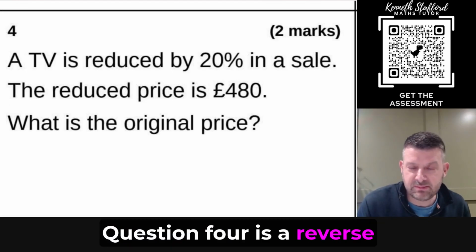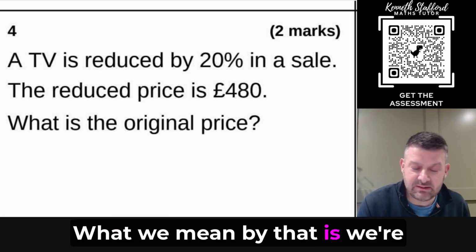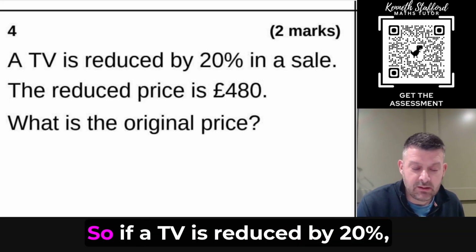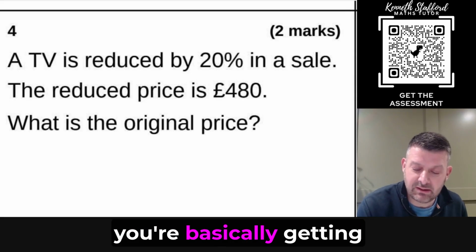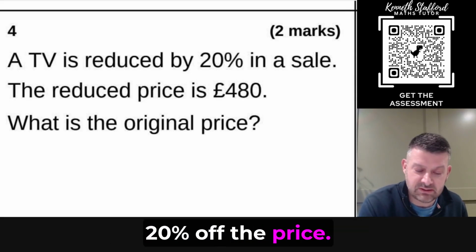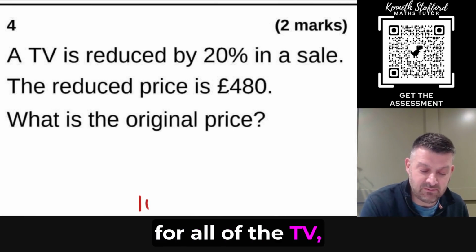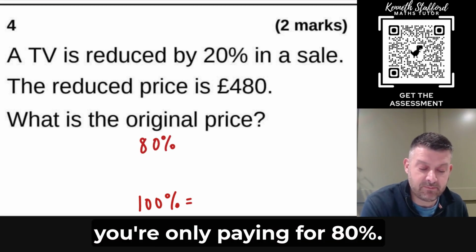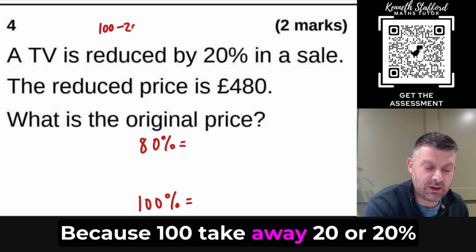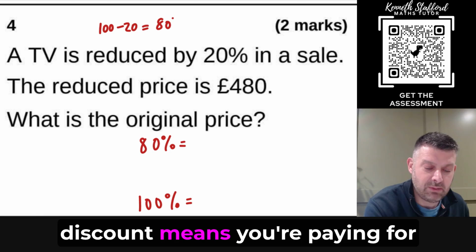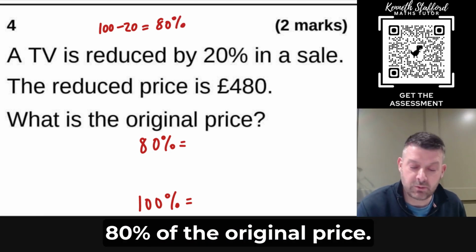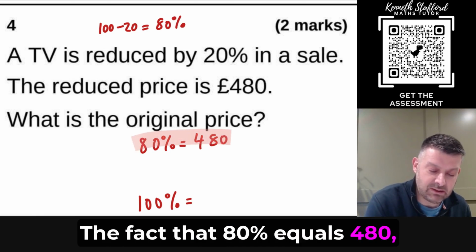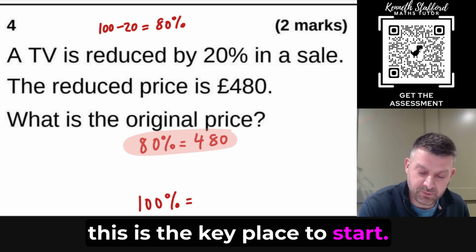Question 4 is a reverse percentage. What we mean by that is we're not being told the original amount, we're being told the amount after it's changed. So if a TV is reduced by 20%, you're basically getting 20% off the price. So instead of paying for all of the TV, which would be 100% of the price, you're only paying for 80%. Because 100 take away 20, your 20% discount means you're paying for 80% of the original price. So this is key, the fact that 80% equals 480. This is the key place to start.